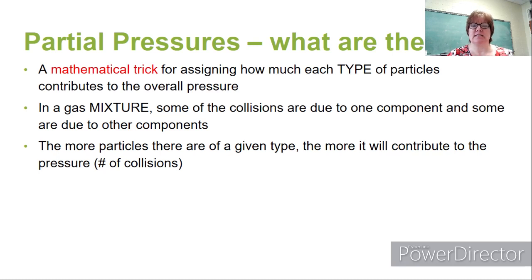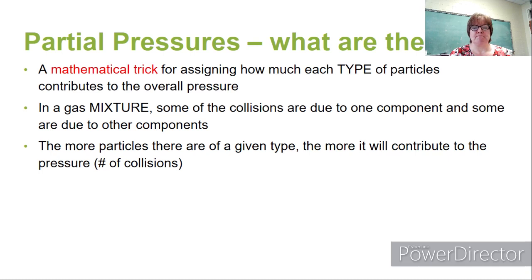So the idea is that partial pressure is simply a mathematical trick for assigning individual pressures to different components of a mixture. If I had a mixture of, say, water and carbon dioxide, both gases, the steam and carbon dioxide, then I have a total pressure of the whole gas mixture. But I want to say, how much of that pressure is from the water and how much is from the carbon dioxide? Partial pressures allow me to assign it.